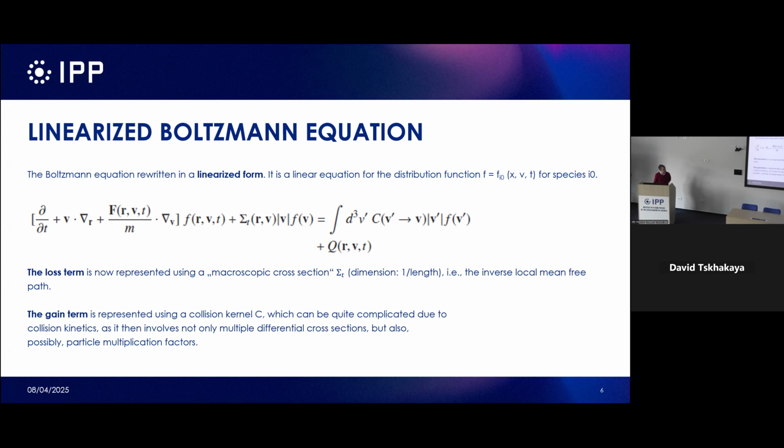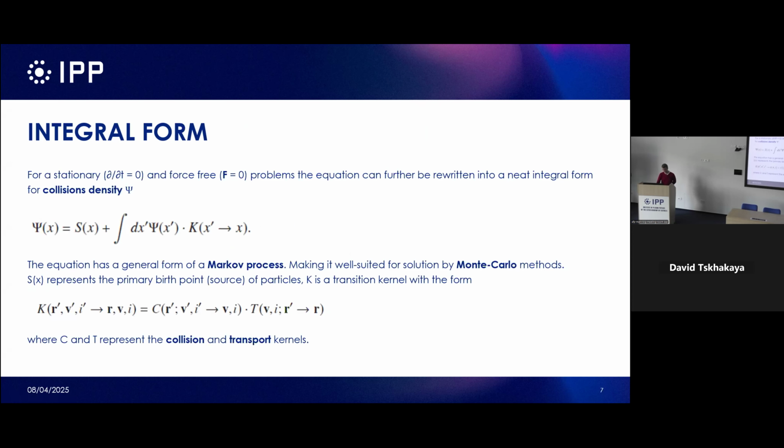Usually we only care about a time-independent solution, so we don't have to count this term, and also neutrals are not really affected by external forces except maybe for gravity, which can be neglected, except for collisions, of course. So finally, we can rewrite this Boltzmann equation into a much neater integral form for some collision density, but it doesn't matter.